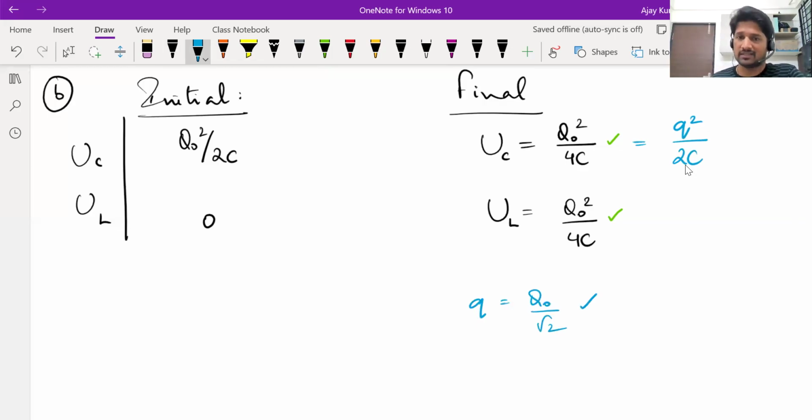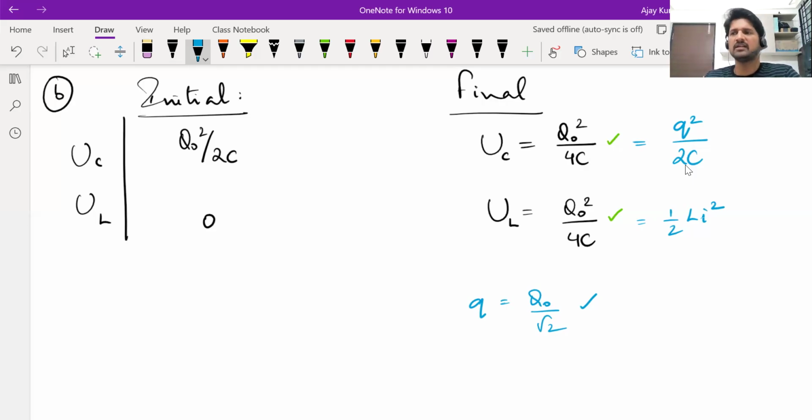You can even tell what is the current at that moment. Equate it to half Li square. You can tell how much current is flowing at that instant. So we just substitute it with the normal formula. That's all. What else will you do? You know the energy. Based on that, you have to tell the charge. Use the formula for energy in terms of charge.